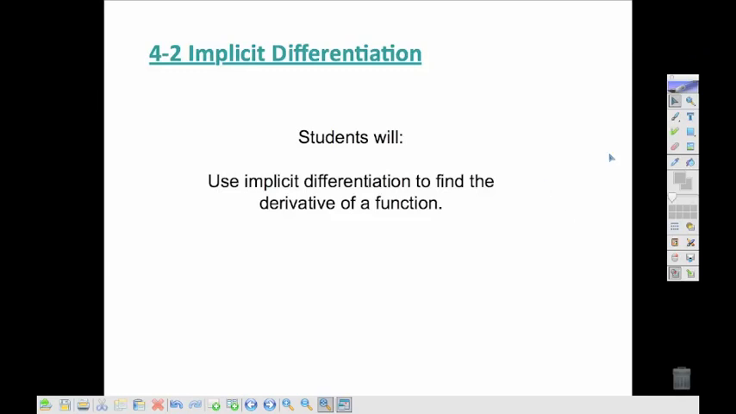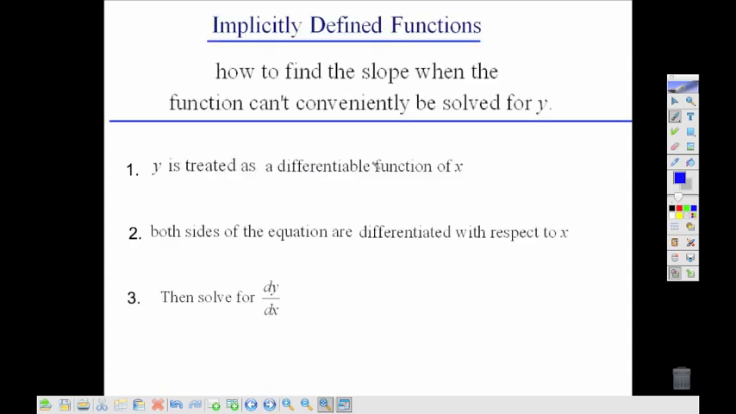Section 4.2 is introducing implicit differentiation, which is another way of taking derivatives of a function, and we're going to do this in functions where we can't solve it for y. Before, we've always had equations where y equals everything in terms of x. These will be ones where it's not that easy to do that.